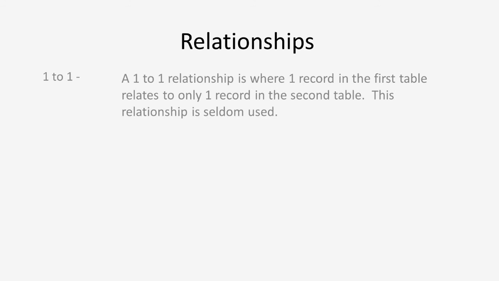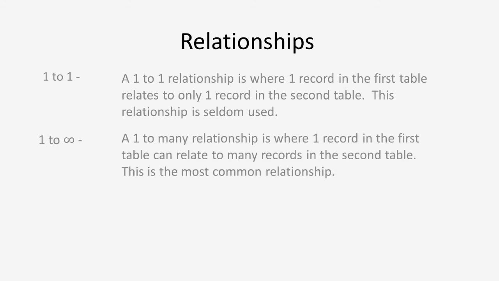A one-to-one relationship is where one record in the first table relates to only one record in the second table. This relationship is seldom used. A one-to-many relationship, which the infinity sign we represent as many, is where one record in the first table can relate to many records in the second table. This is the most common relationship.